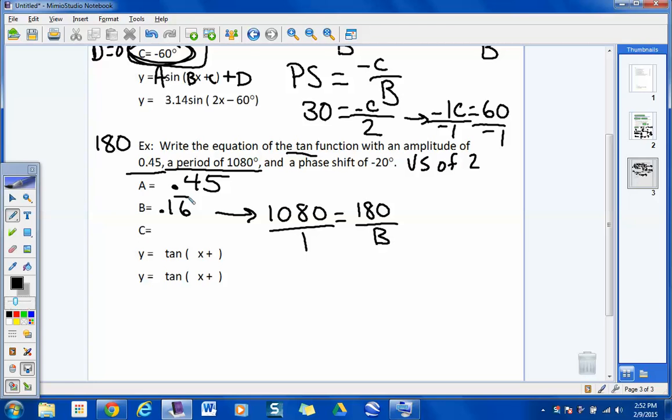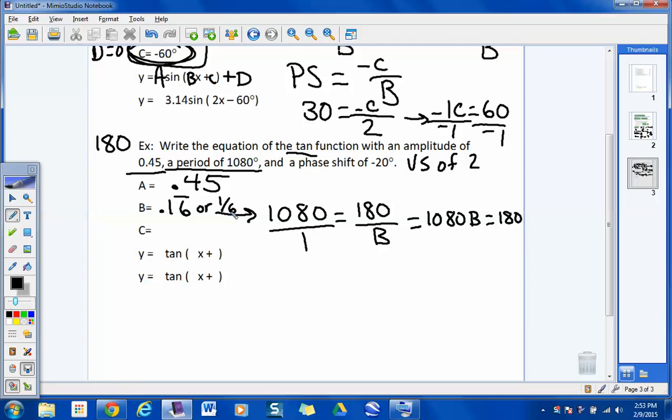Or I could say this. If I said this right here by proportions, I could say 1080B has to equal 180, right? You okay with that? And then you would divide by 1080. Or you would have 180 over this, which would reduce to 1/6 if you want. Okay? So I don't care if you put it as a decimal, I don't care if you put it as a fraction, totally up to you.